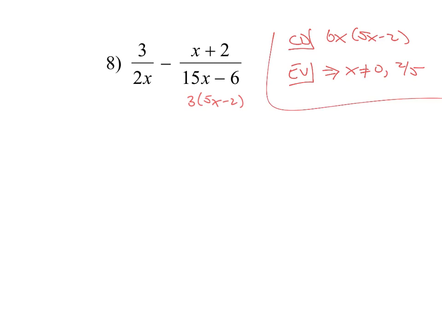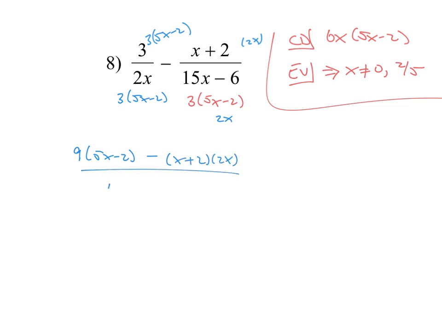So I got the 6x by multiplying the 2x times the 3, because my lowest common multiple between 3 and 2 is 6. And then I still have the x on the outside and the 5x minus 2 on the inside. So this one needs a 3. 5x minus 2, this one just needs the 2x. So this one gets kind of nasty. So 3 times 3 is 9. I'm going to go ahead and do that. Minus x plus 2 times 2x all over 6x, 5x minus 2.